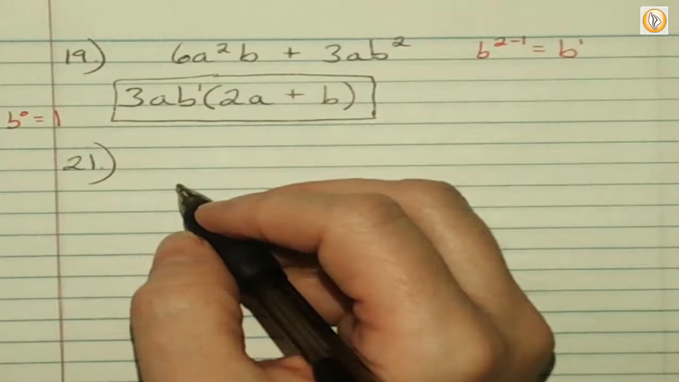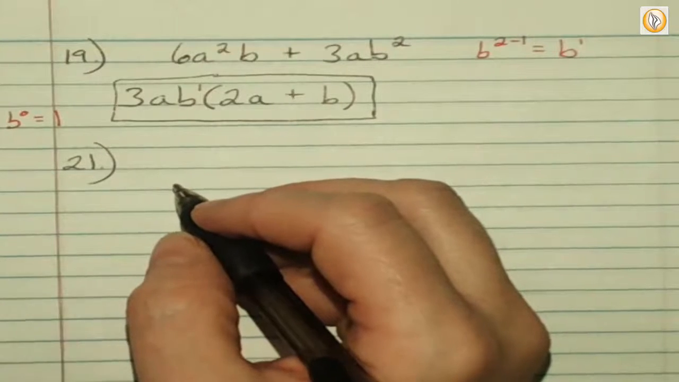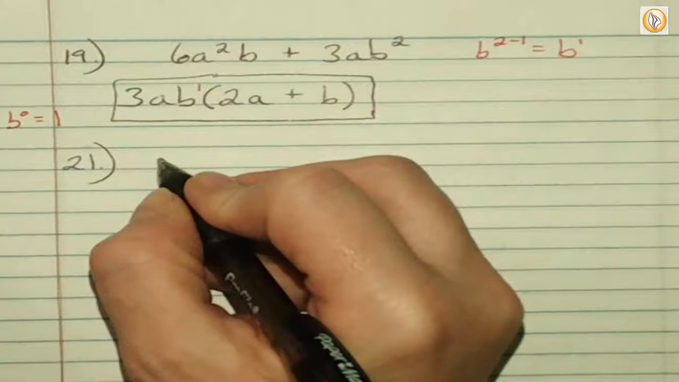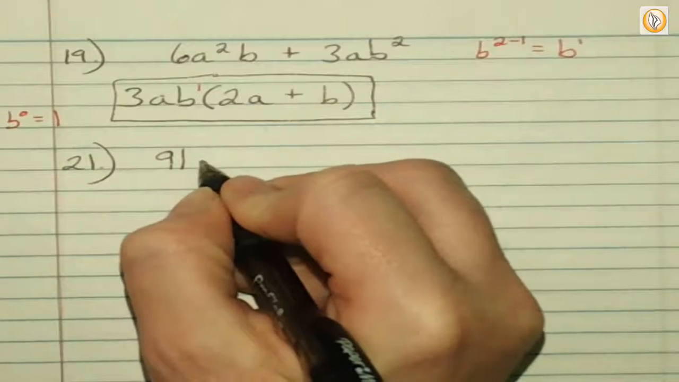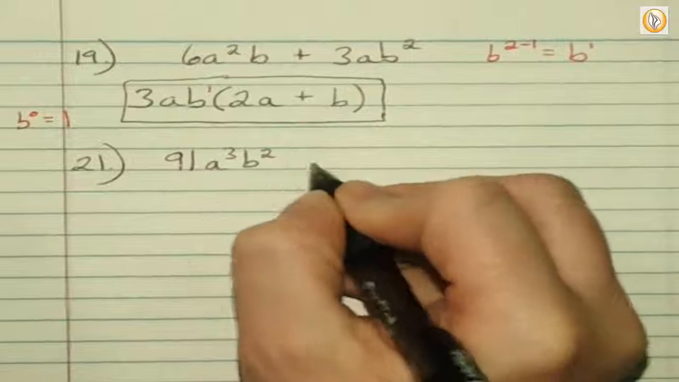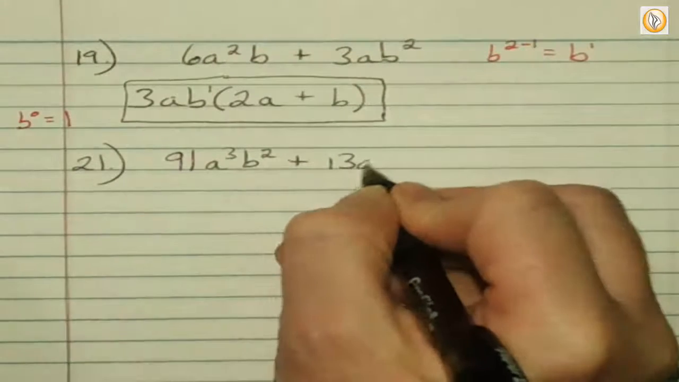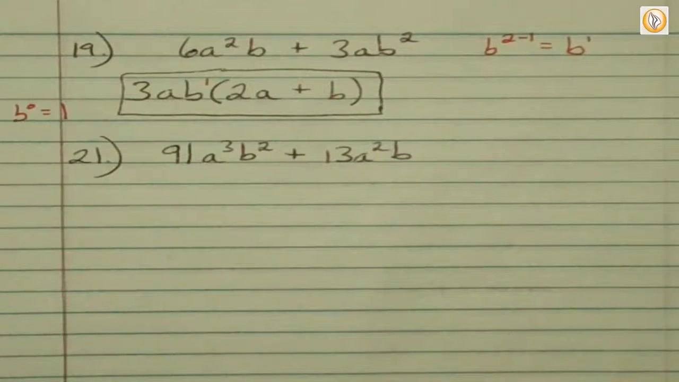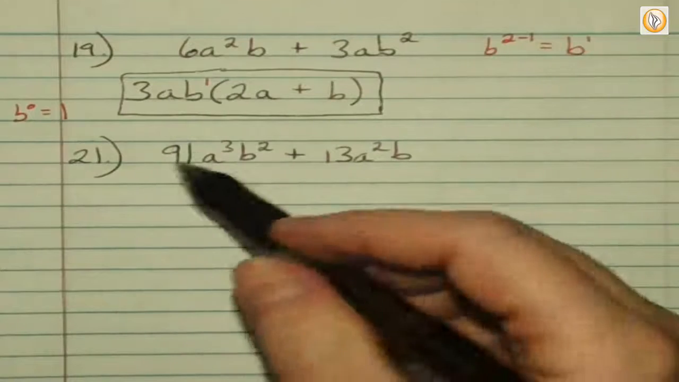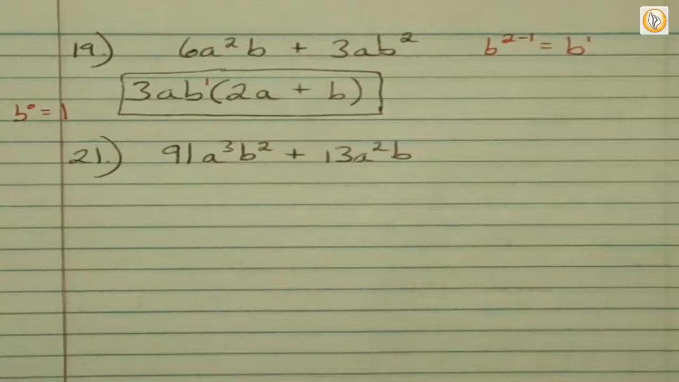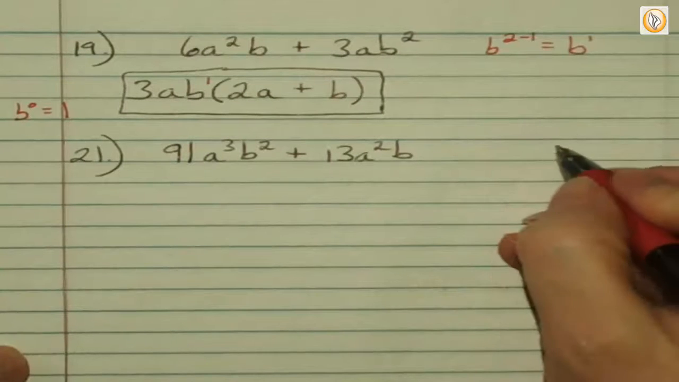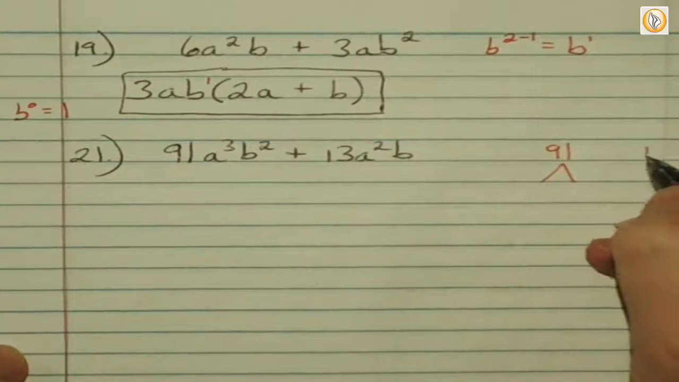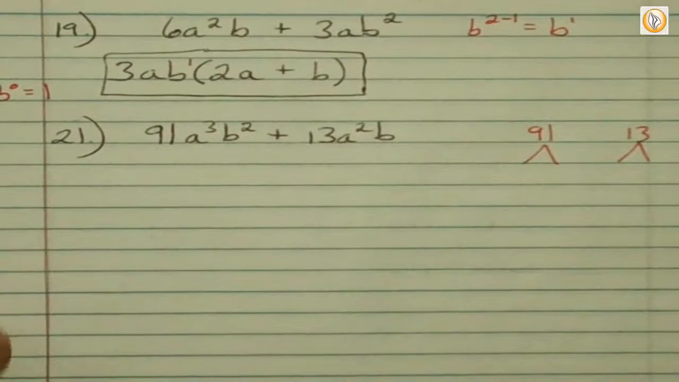All right, again, we're still doing factoring polynomials. I don't know why they give the same direction. Oh, it's section B. All right, 91 A cubed B squared, oh, it's getting harder, plus 13A squared B. If you're sitting there saying, I don't know what number, then what do you do? Off to the side, you do your factor tree for 91, and your factor tree for 13.